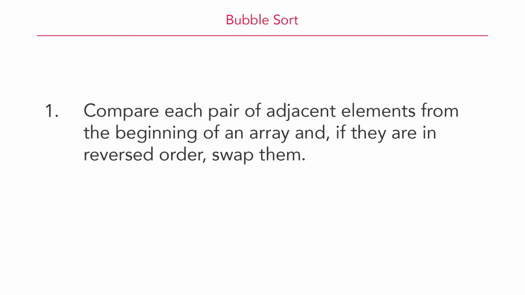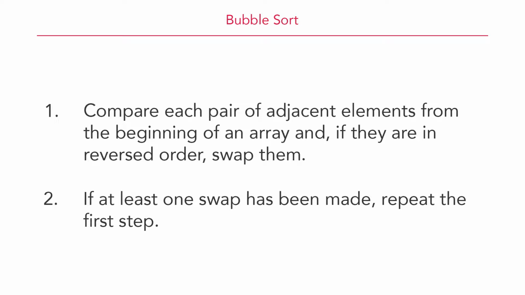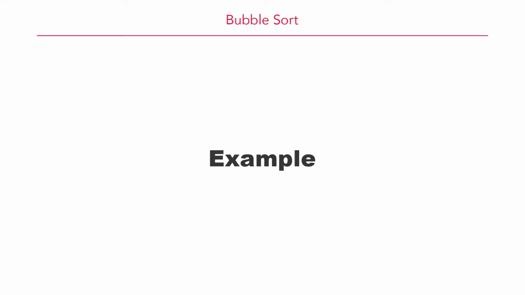The formal bubble sort algorithm is as follows. First, compare each pair of adjacent elements from the beginning of an array, and if they're in reversed order, swap them. Second, if at least one swap has been made, repeat the first step. It means that the pass through the list is repeated until no swaps are needed, which indicates that the list is sorted. Let's see an example of sorting an array to make the idea of bubble sort clearer.